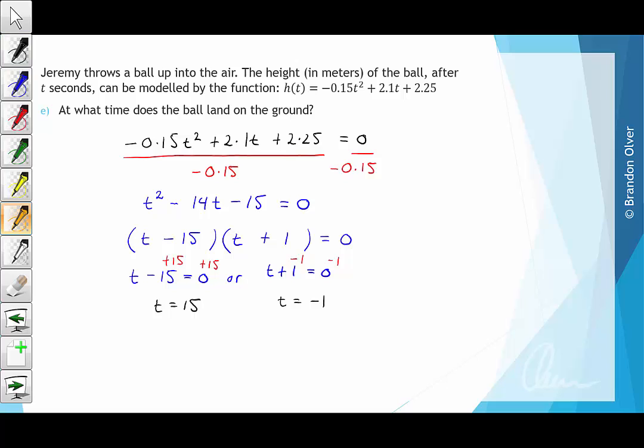However, and this is important for practical domains, we know that time is greater than or equal to 0. Therefore, only one of these solutions is possible, and we have t equals 15 is when the ball will next hit the ground, which means 15 seconds after it's released from Jeremy's hand.